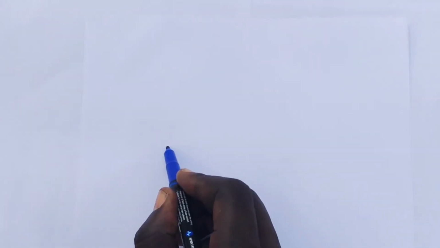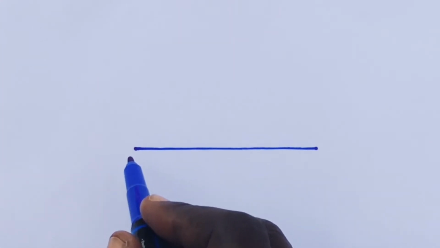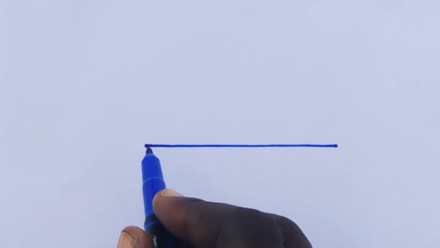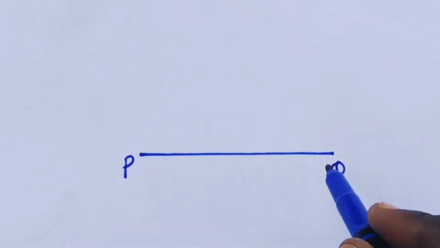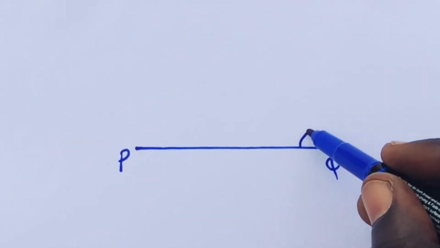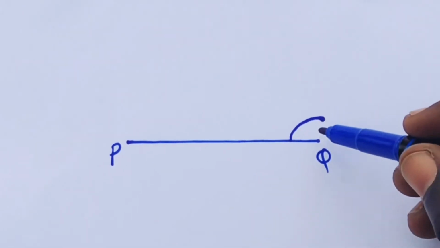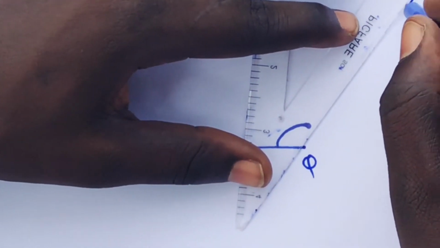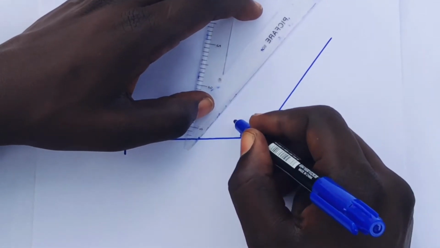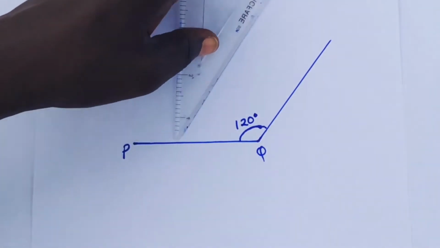You can use a ruler if you want to be very accurate, or you can use your free hand, no problem. This is a sketch. You can call this point P, and then Q. But then from Q, you need 120 degrees, so you have something like this, right? And it will follow that length. So let's use a ruler. It will take this length like that.